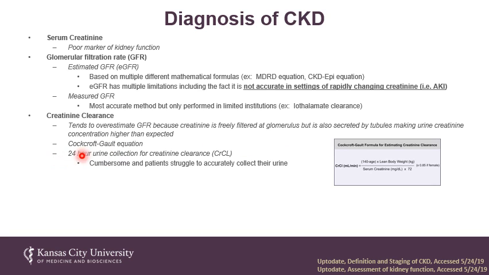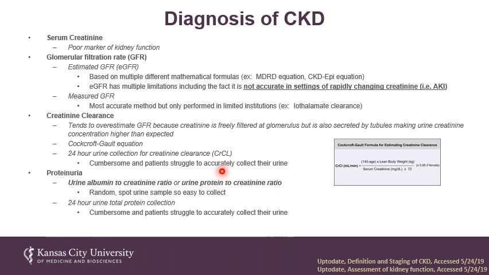You can do a 24-hour urine collection for creatinine clearance. The problem with this is it's a cumbersome thing. If you've ever asked someone to collect their urine for a whole day, it's difficult. And patients tend to over-collect or under-collect. So the total volume you get is not that accurate, which makes the number not that accurate. So I don't do it unless I have to.